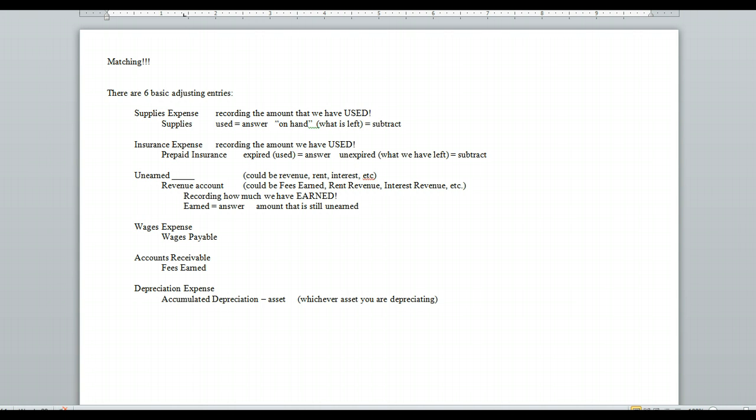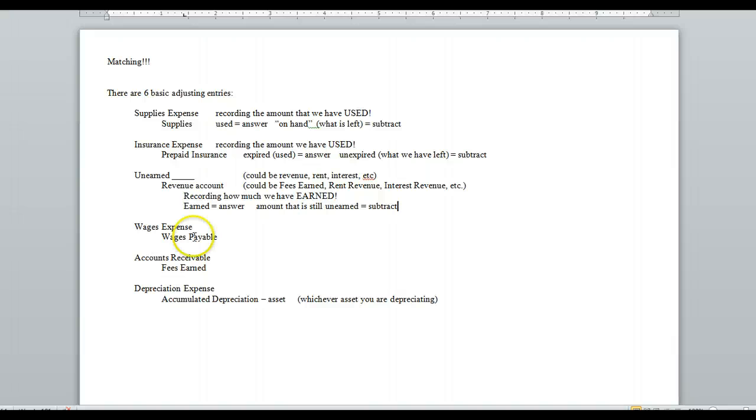This is starting to sound familiar, right? Either they tell us the answer, or they tell us basically what's left. Anytime they tell us what's left, the amount that's still unearned in this case, we have to subtract. So there's kind of a pattern here.